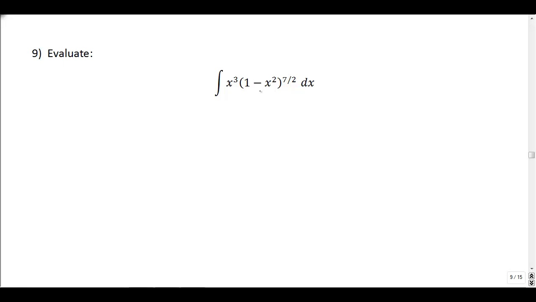So I can do that. The other thing I'm thinking about is, because this is a 1 minus x squared, if I let x equal sine theta or cosine theta, I can do a trig sub here and hope things work out. So we're going to do two different things. We'll see sort of which one works here.